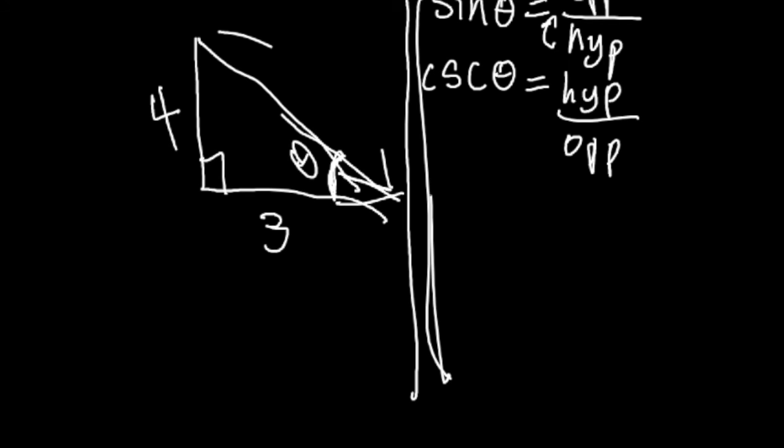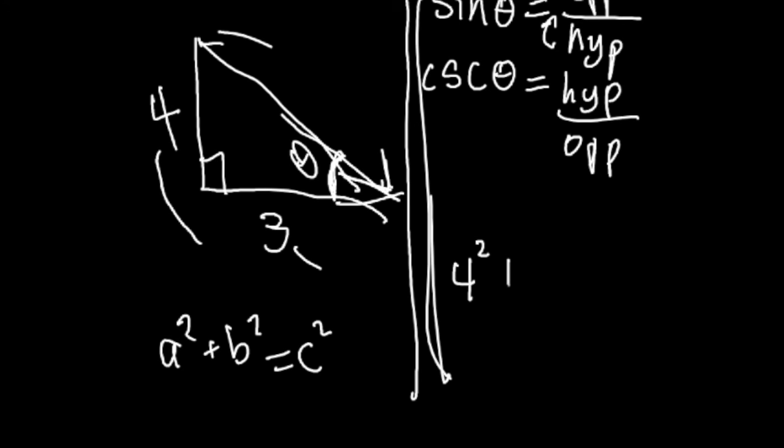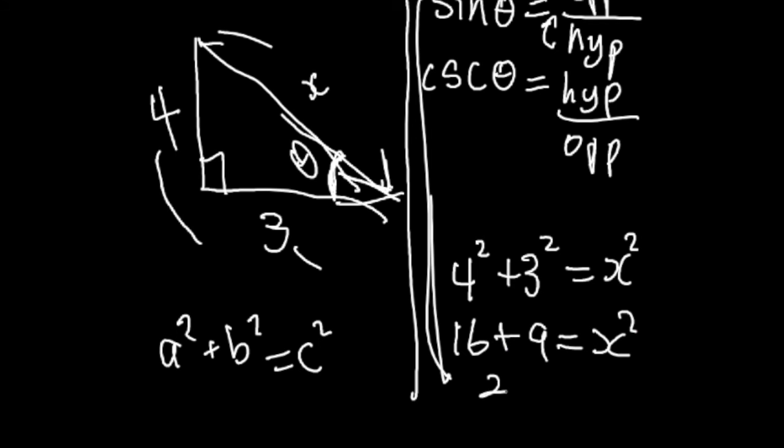So let's do that. How would we find this length? Well, we know Pythagoras' theorem: a squared plus b squared equals c squared. There's 4, there's 3, and then we can find that. So 4 squared plus 3 squared equals, let's say this is x, x squared. So 4 squared is 16, 3 squared is 9, then it equals x squared. So 25 equals x squared.